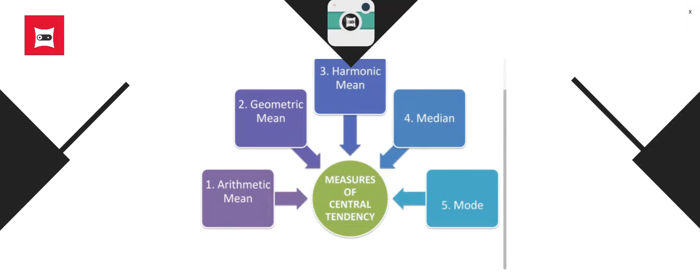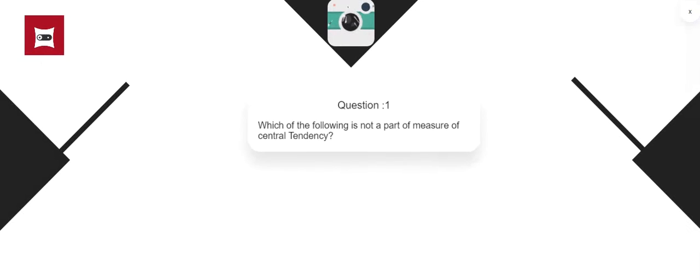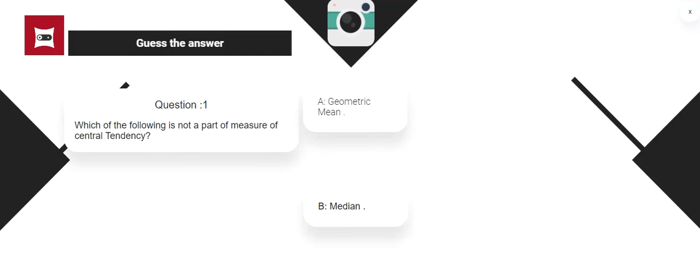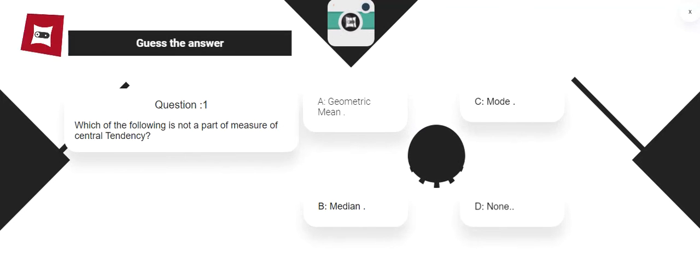So let's solve some questions to find out whether you have understood all the concepts and the topics that I have taught you in the previous slides in this video. So let's start. Question 1. Which of the following is not a part of the measure of central tendency? Option A, geometric mean, B, median, C, mode, and D, none. Guess your answer. Timer is on, and you will find the solution later.